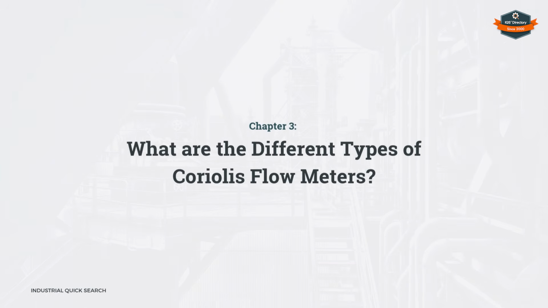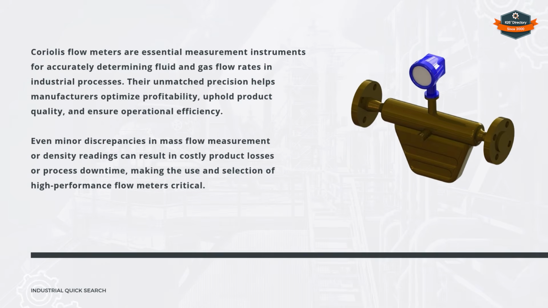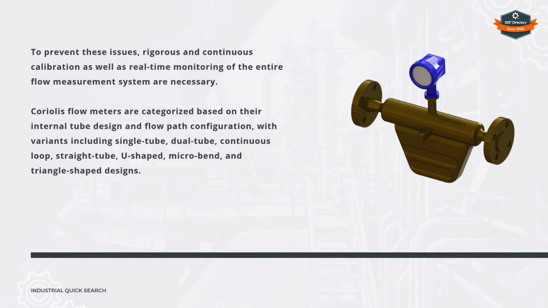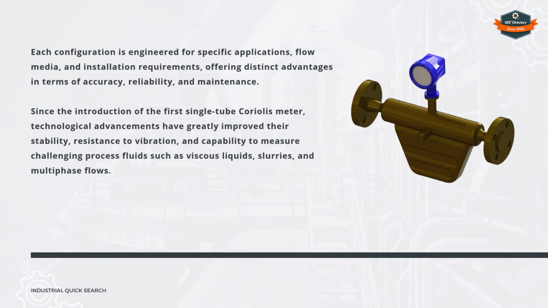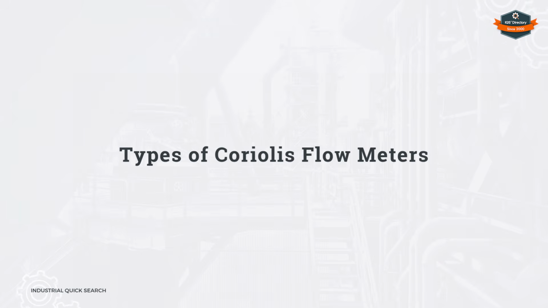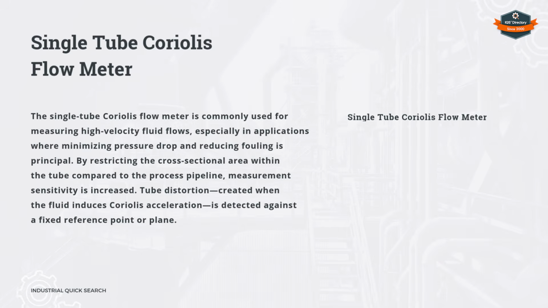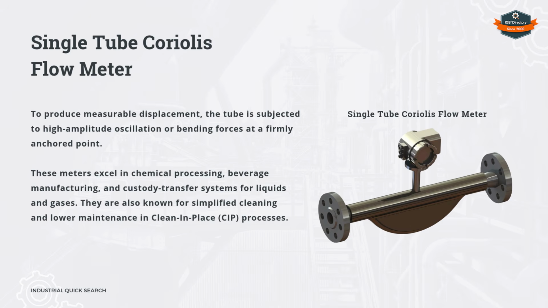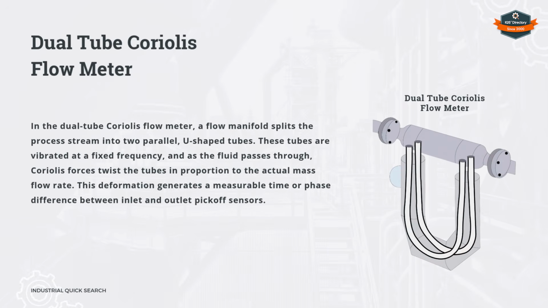Chapter 3. What are the different types of Coriolis Flow Meters? Types of Coriolis Flow Meters. Single tube Coriolis Flow Meter. Dual tube Coriolis Flow Meter.